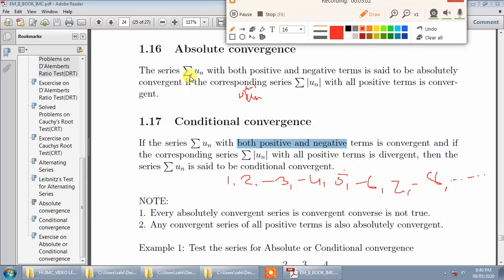So suppose that we have summation un, a series with both positive and negative terms. It is said to be absolutely convergent if summation mod un is convergent. Note that summation un contains both negative and positive terms, but summation mod un is compulsorily a series with all positive terms. So if summation mod un with all positive terms is convergent, then that series summation un with both negative and positive terms is said to be absolutely convergent.